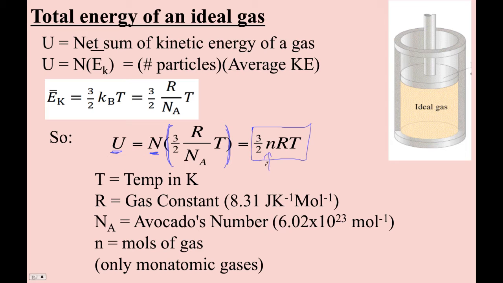Where this n is the number of moles, right? Notice that the reason why that happens is that we get N over NA, right? So if you have the number of particles divided by Avogadro's number, that's the number of particles over the number of particles in a mole, divided by the particles per mole, you'll get the moles of a gas, right?